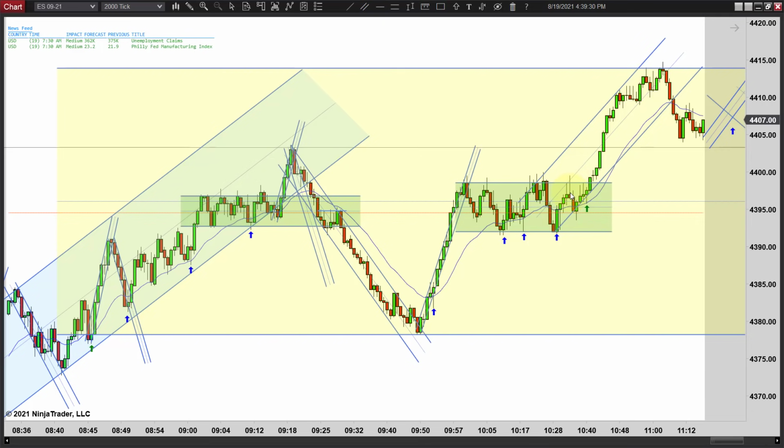And you might have even gone short here. I didn't mark this one because we still had a little bit of a channel working up here. But you could have gone short right there, when you're in long mode. But that is a good short, and you wouldn't have got anything but a scalp out of it.